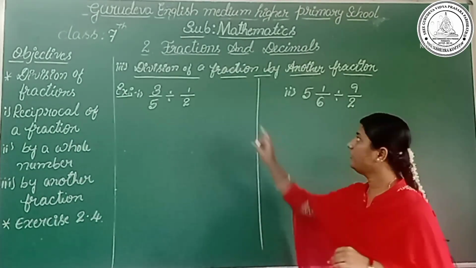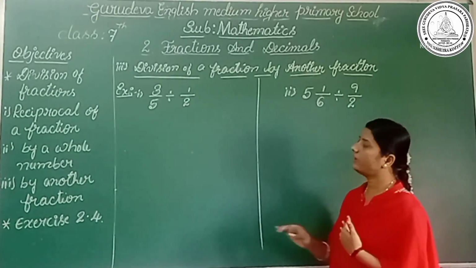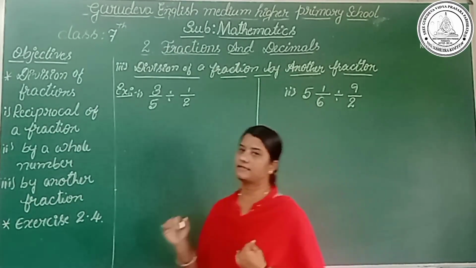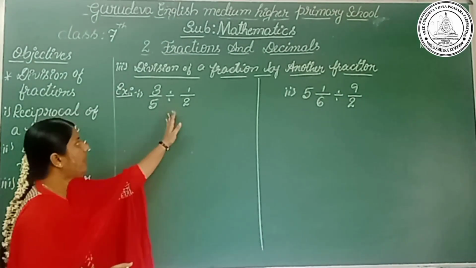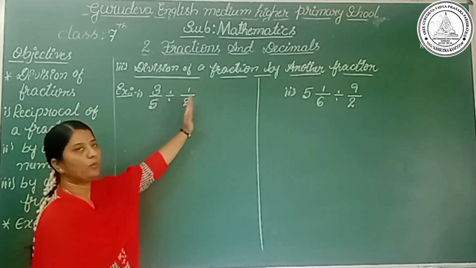Then let's go to see the division of a fraction by another fraction. The next one is division of a fraction by another fraction. So we have to divide a fraction by another fraction. Okay, so let's see the example here. 3 by 5 divided by 1 by 2. So here 3 by 5 is divided by 1 by 2.